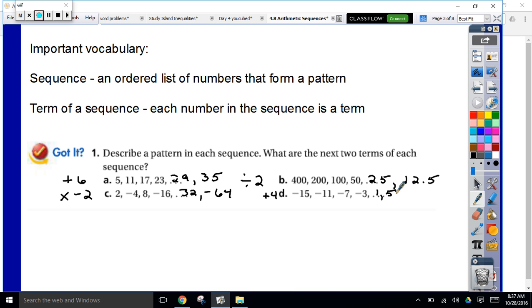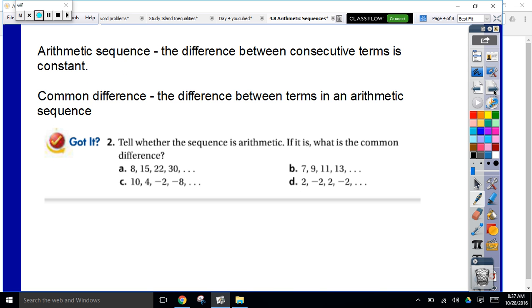This leads into what we're going to talk about here. When we have an arithmetic sequence, the difference between consecutive terms is constant. So in other words, it goes up or down by the same amount. This is like when we were writing formulas for functions. If we had a linear function, the difference was constant. So this goes along with a linear function. If we have a sequence and they are y terms, then it would be a linear function. Common difference is just the difference between terms in an arithmetic sequence.